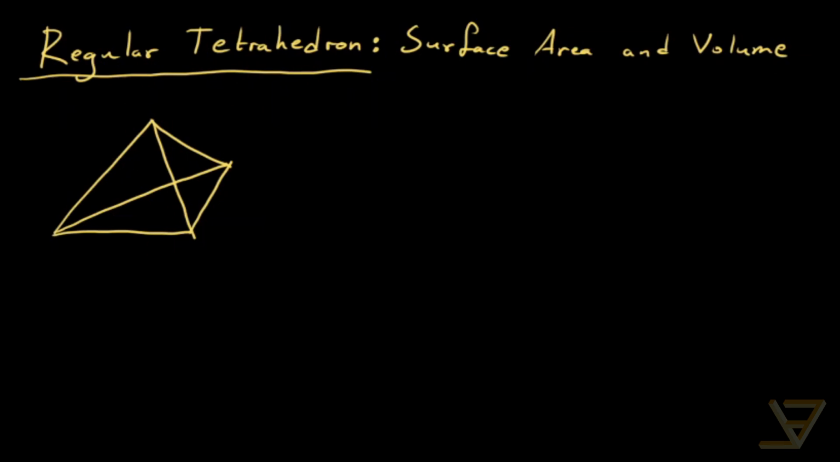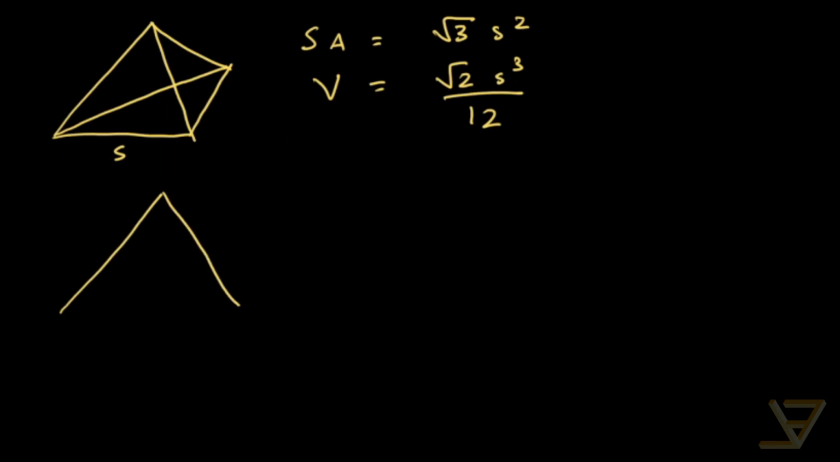Now, to analyze this, I'm going to first tell you the results and then we'll look into the details. So the first thing is the surface area. That's equal to square root of 3 s squared, where s is the side length of each of the triangles, and the volume is equal to square root of 2 s cubed over 12. Now, to derive these, we're going to need to analyze the anatomy of an equilateral triangle, because that's what the polyhedron, the regular tetrahedron, is made up of.